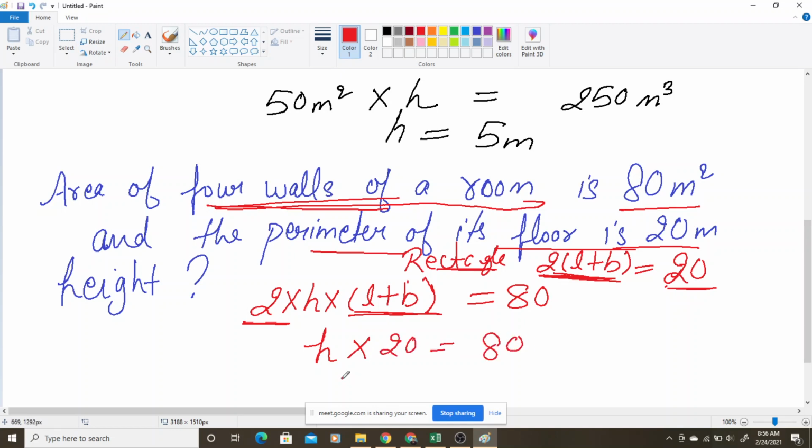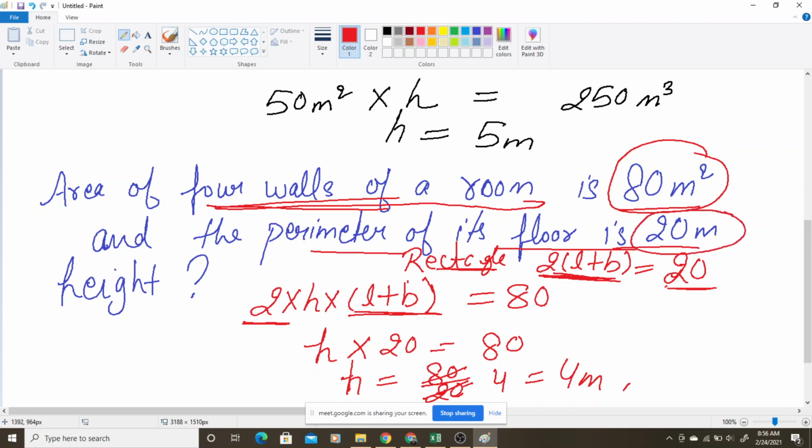And it will be equal to 80. So h will be equal to 80 divided by 20. So h is how much? It is 4 meter. So this is the answer of the question, that the height of the room is 4 meter if its area of 4 walls is 80 meter square and its perimeter of the floor is 20 meter. So you can simply calculate like this.